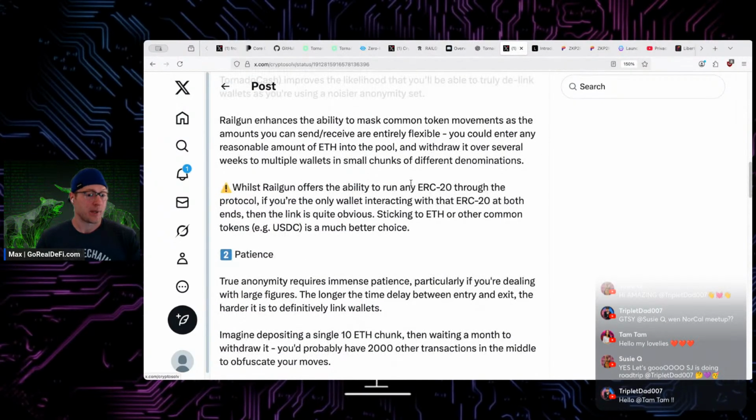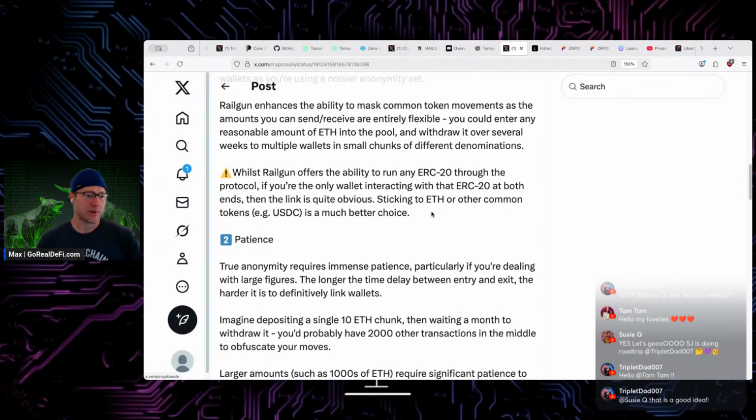Whilst Railgun offers the ability to run any ERC20 through the protocol, if you're the only wallet interacting with that ERC20 at both ends, then the link is quite obvious. Sticking to ETH or other common tokens like USDC is a much better choice.